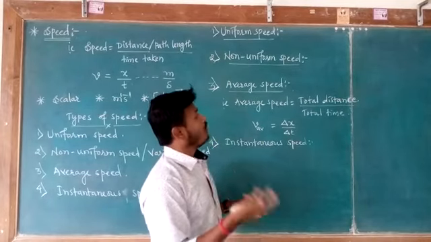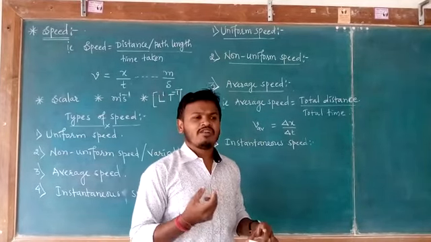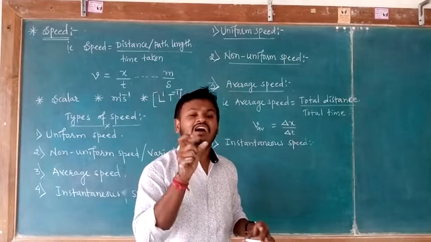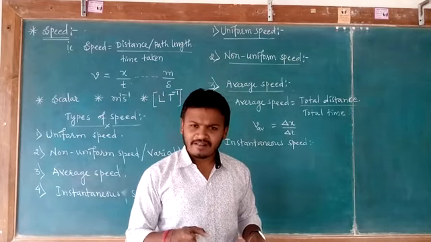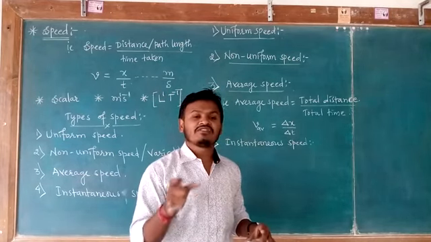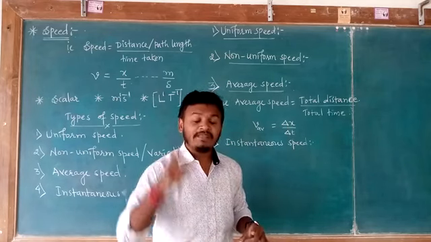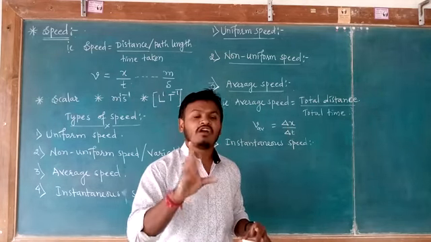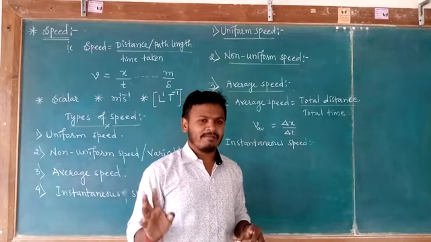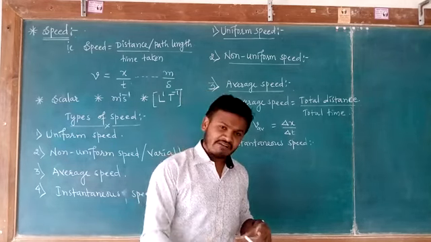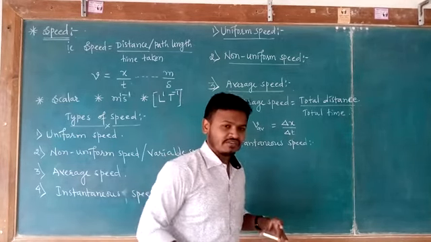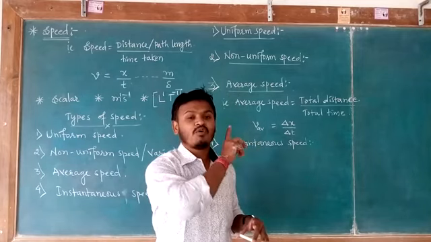Uniform speed can be understood with a particular example. Suppose a car is traveling on a straight track. Let it cover 5 meters of distance in every second of time. Then the speed of the car is known as uniform speed. This is an example. It means in every second the car travels 5 meters of distance, so the speed of the car is uniform.